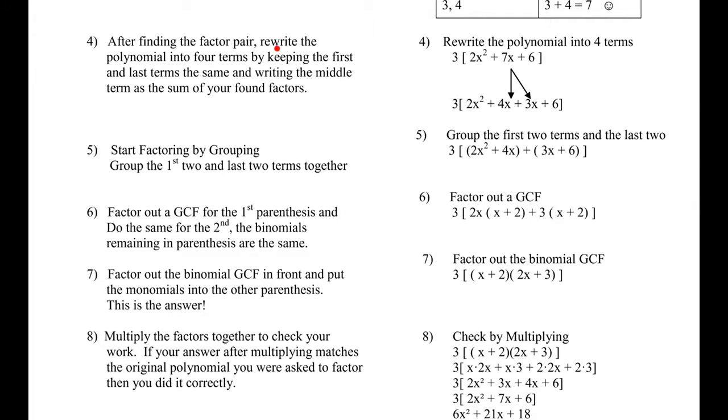After finding the factor pairs, rewrite the polynomial into 4 terms by keeping the first and the last term the same, and you're going to write the middle term as the sum of the factors that we found. So we can see that the first term and the last term are the same. So is our greatest common factor that comes down with us. And instead of 7x, I'm rewriting it as the 4 and the 3 that I found. The order does not matter which you list first. You could do 3x plus 4x if you wanted.